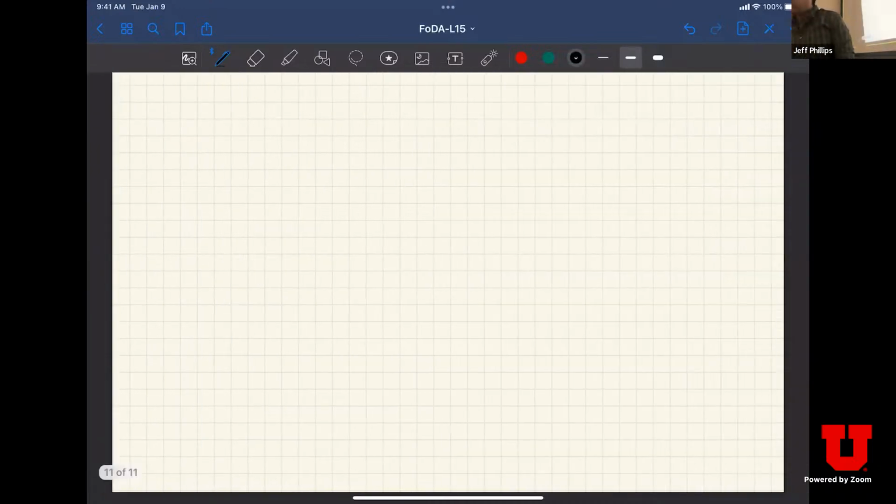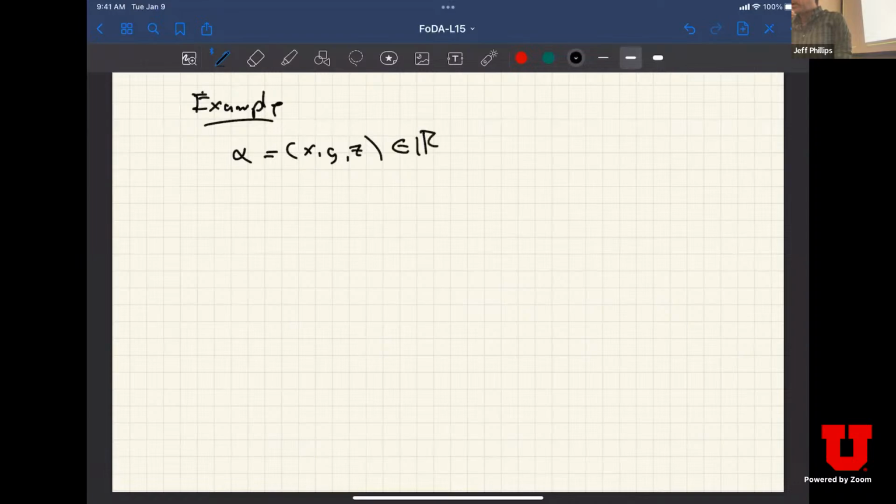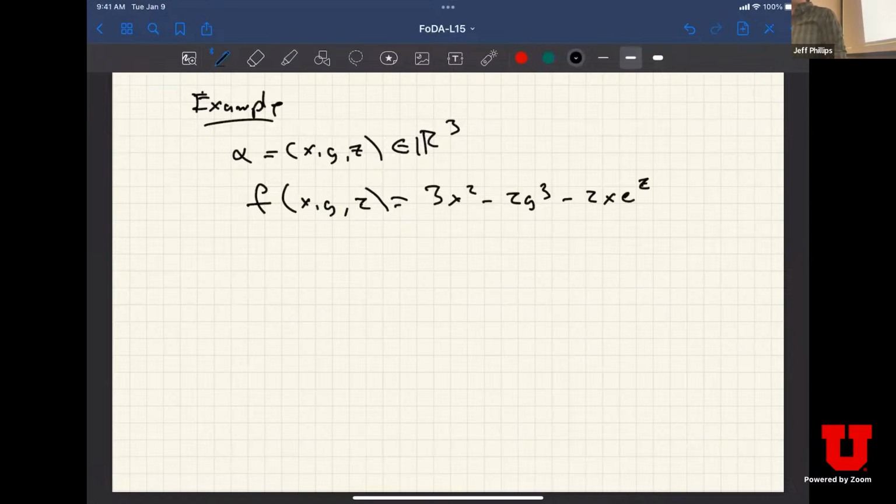Okay, just to make clear, let me look at an example here. Let's say alpha goes x, y, z. So we're in R^3. And I have a function value f of x, y, z equal to 3x squared minus 2y cubed minus 2x e to the z. This will be about as complicated as we'll mostly be dealing with here, okay? And I want to take the gradient of this.